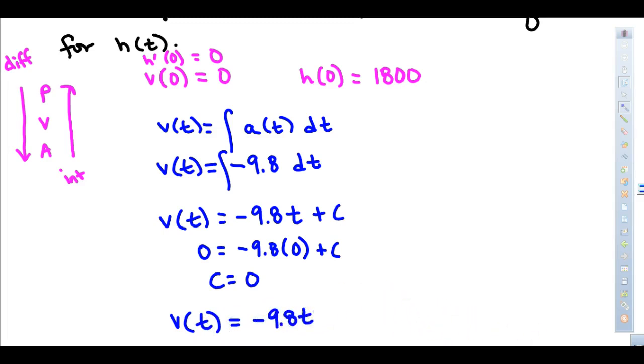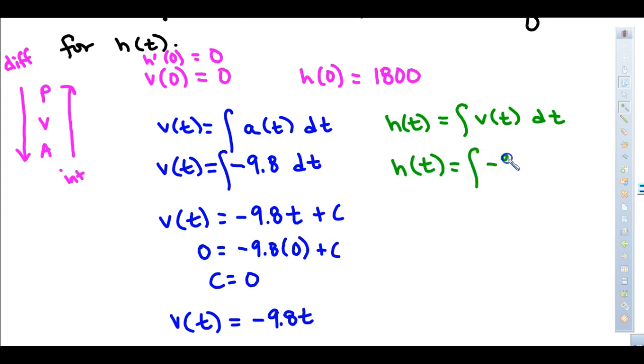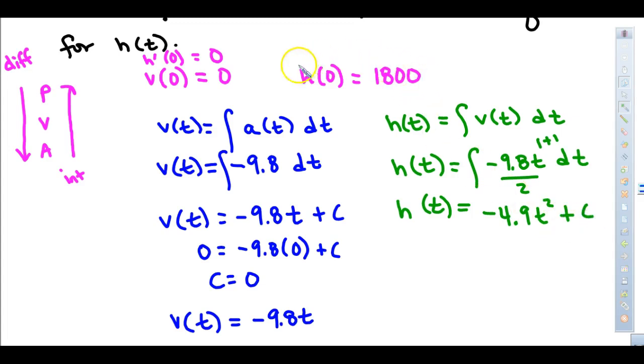There's our velocity function. We've got to get to our height function because it asks us to find h of t. Well, h of t means that you're going to integrate v of t. So we're going to integrate negative 9.8 t dt. I have an understood exponent of 1, so I'm going to add 1 to that and divide by 2. That gives me negative 4.9 t squared plus c. Now I need to use this ordered pair to figure out what c is. So 1,800 in the place of h and 0 in the place of t.